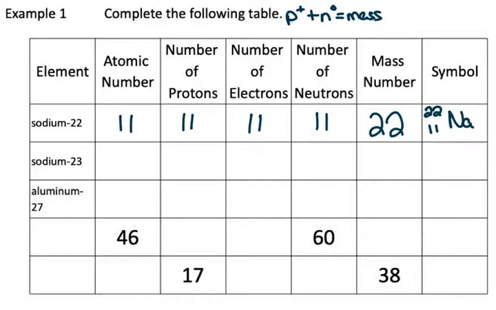Likewise with sodium 23, that 23 gives us the mass. It's an isotope of sodium. Sodium always has an atomic number of 11, which gives us the information to write the symbol 23 11 Na. Because it's sodium, which has an atomic number of 11, we have 11 protons and 11 electrons. However, this time we do not have 11 neutrons because our mass is 23, and protons plus neutrons equals mass. We need 12 neutrons.